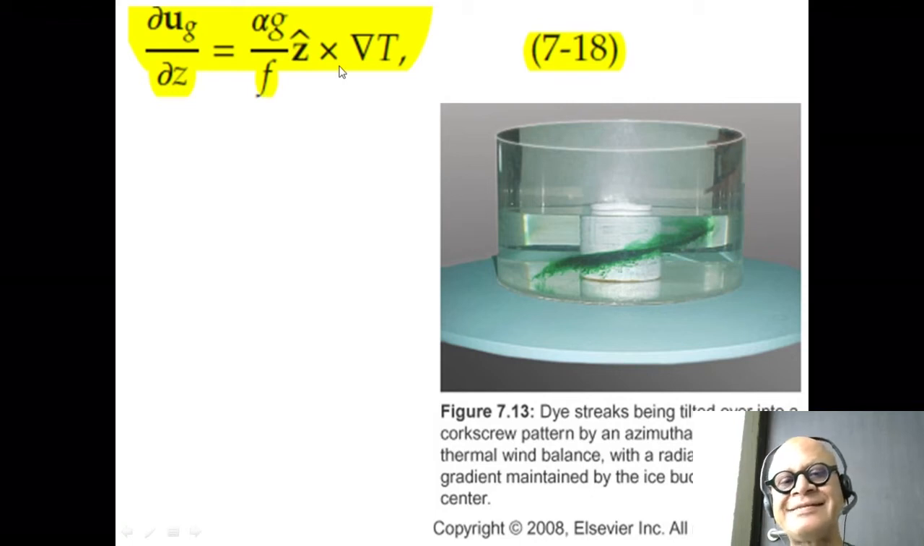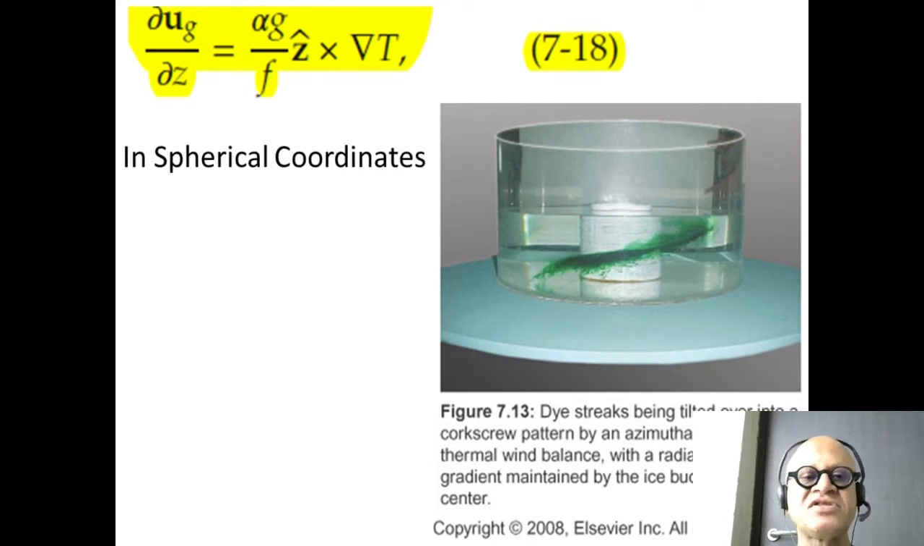cross grad T. In the lab, we have set up this temperature gradient from the cold middle to the warmer outside, and you can clearly see this thermal wind being created with faster westerlies here. So that means cyclonic direction of the rotation and winds in the same direction, whereas here you have weakening winds all the way and some reversal as well.